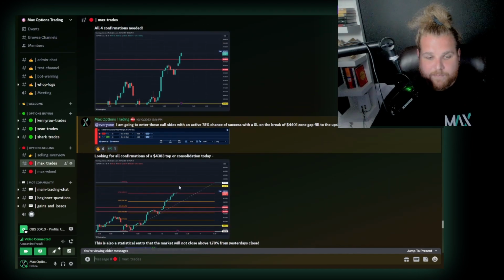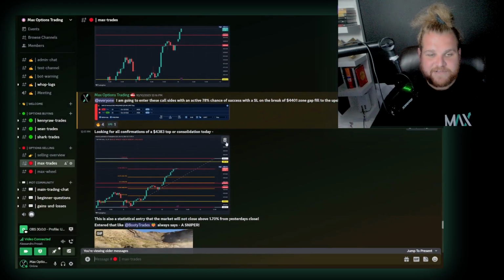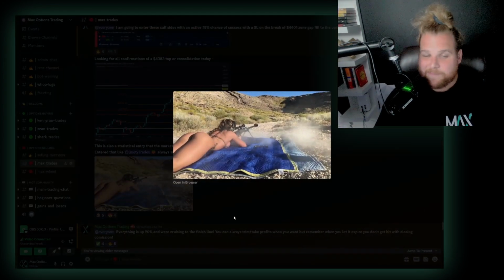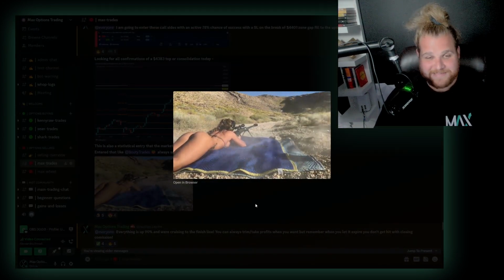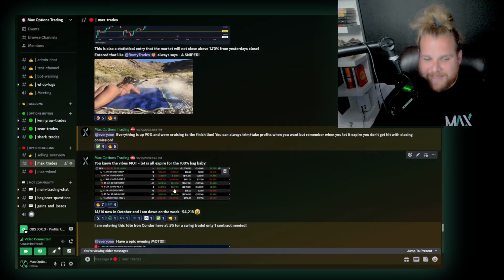And then we had a major breakout to the upside. How many green candles is that on the 15-minute chart? So I immediately took a statistical-based entry again, that we're not going to have a 1.7% close. You've got to be a sniper in the market. Everything is up 90%. You know the vibes, baby. Let it expire for the 100% bag.